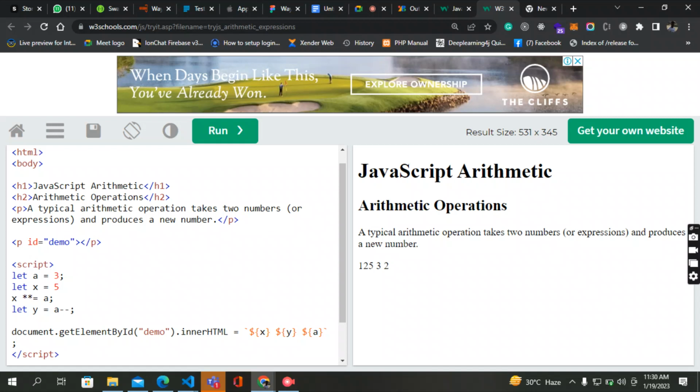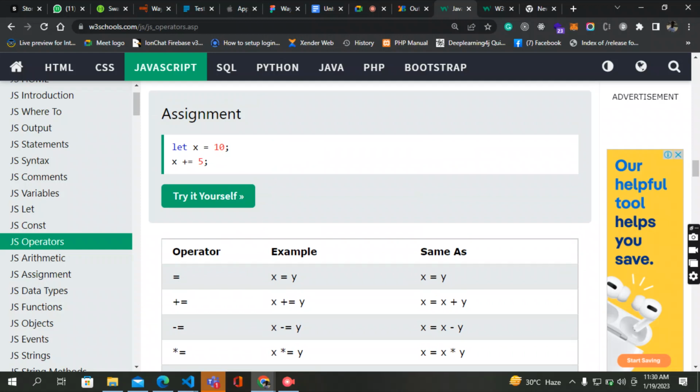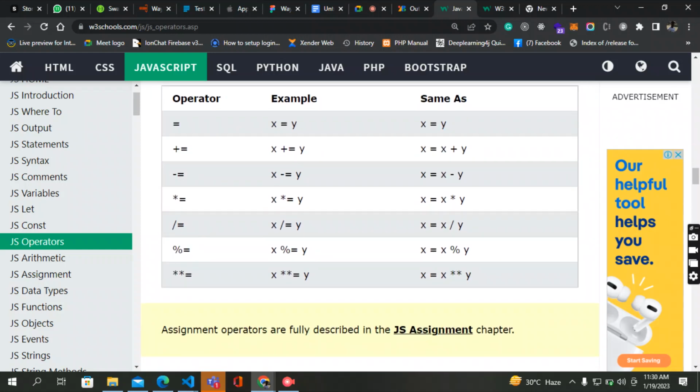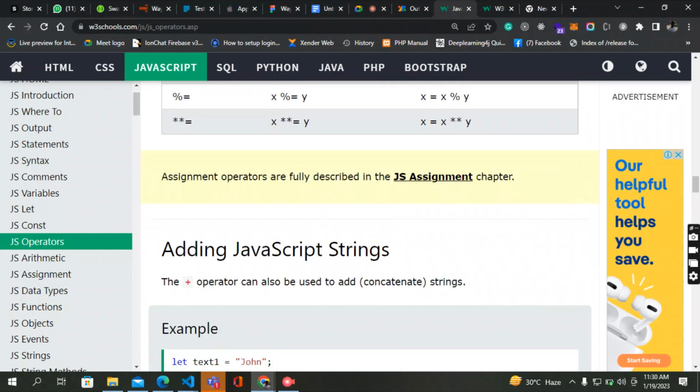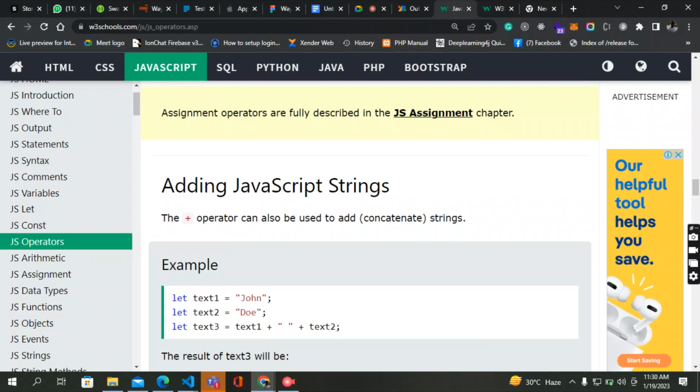So that's for the exponential. The exponential is like 5 times 5 times 5, that's 125. What else again? So that's all on the assignment operator. You see, they are simple, right? Yes, sir.